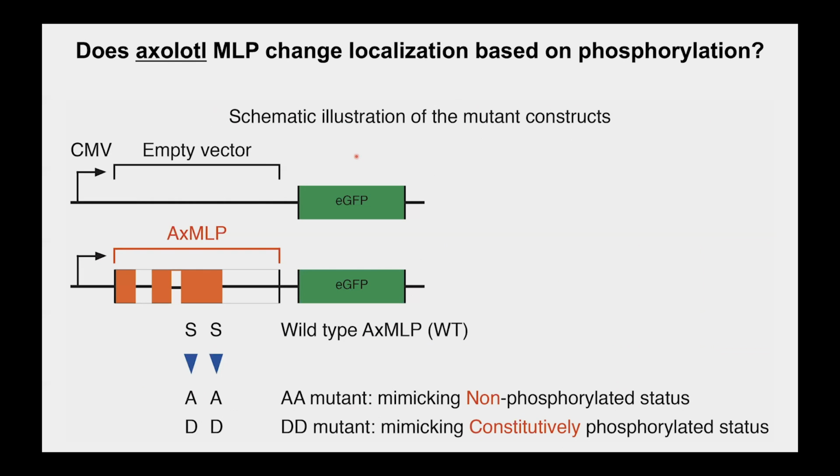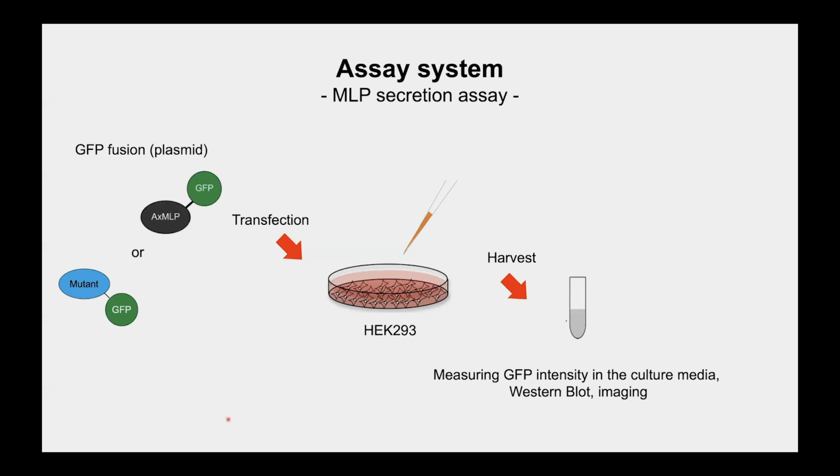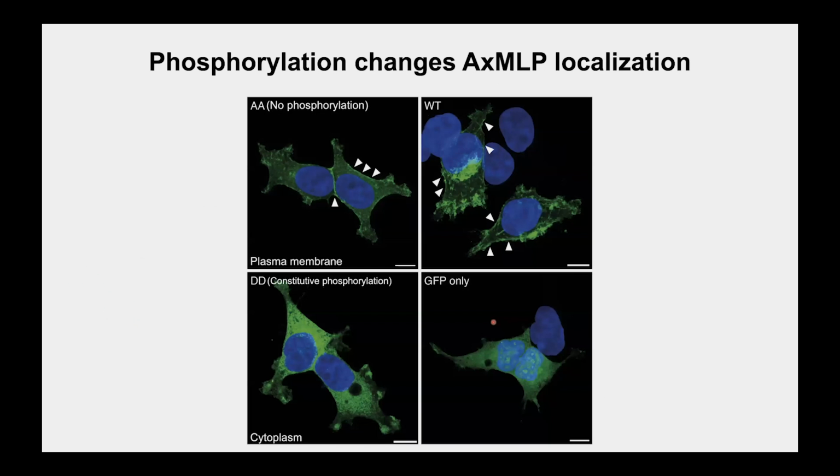So Takuji asked a simple question. He found two conserved serines that are present in the human and the axolotl MLP, and he mutated them either into alanines or aspartates to mimic the non-phosphorylated form or the phosphorylated form. He then transfected this as a GFP fusion protein into 293 cells and quantified the amount of GFP fusion protein in the cell culture supernatant.